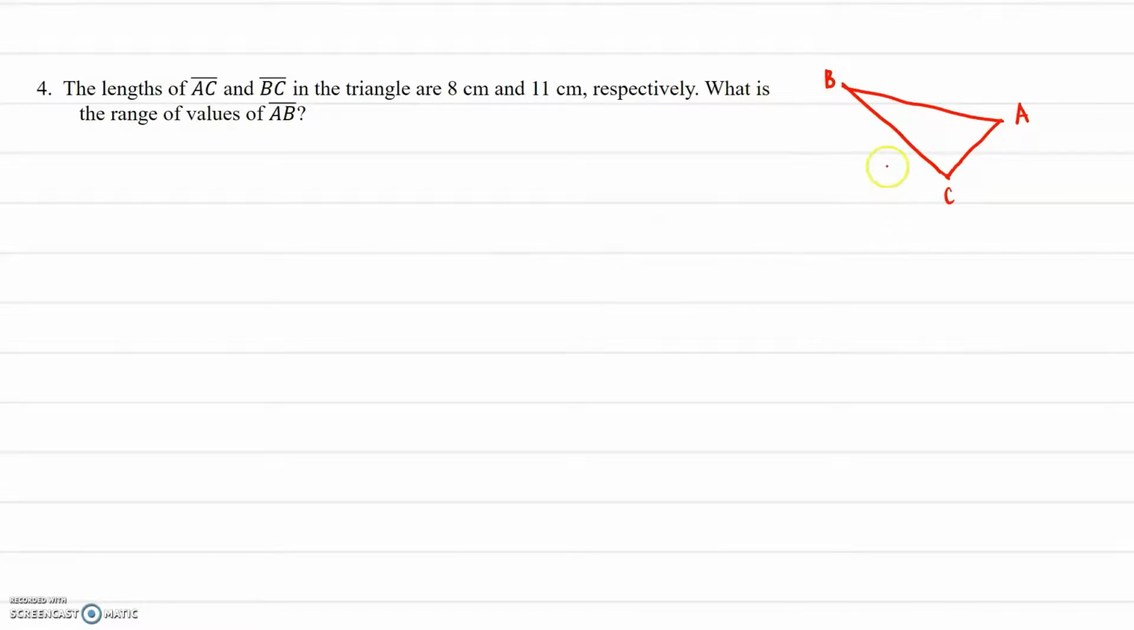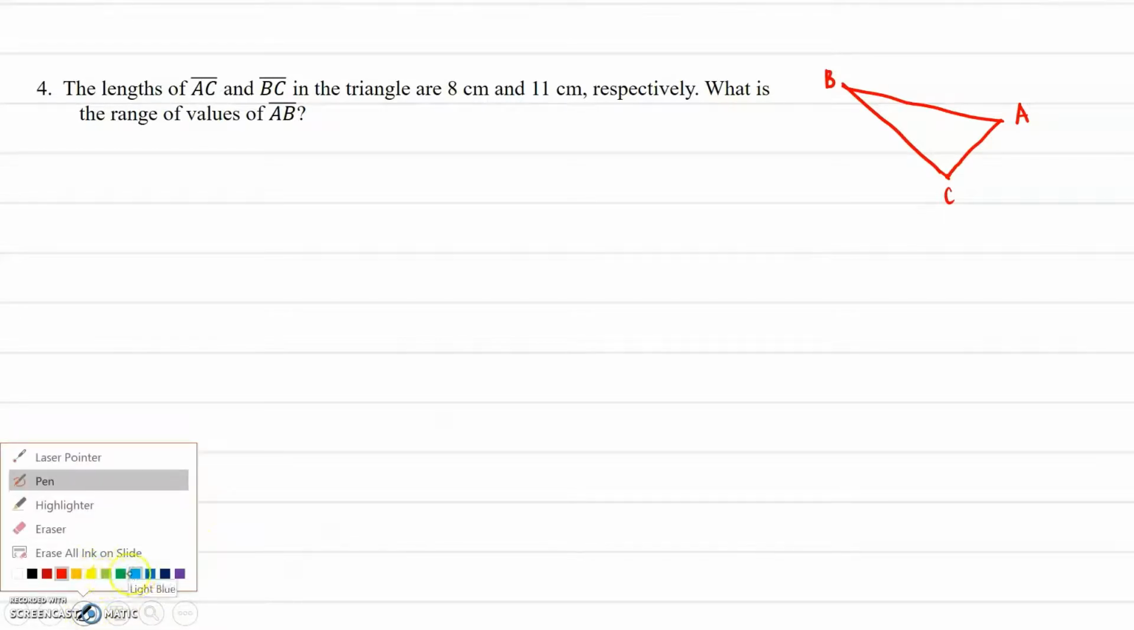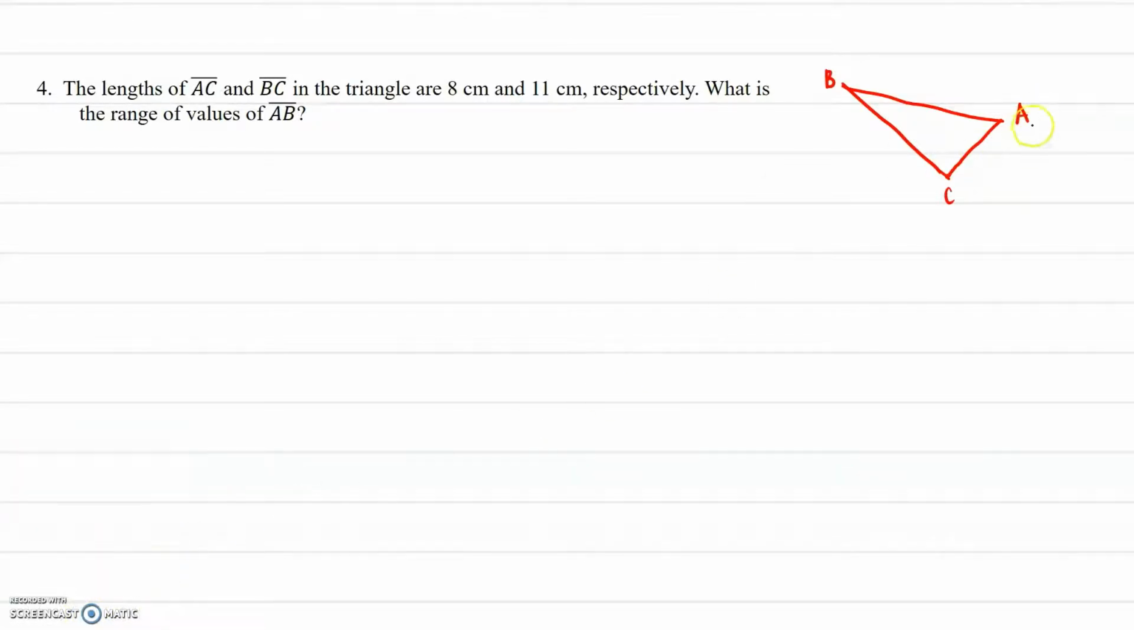Alright. So we have here triangle ABC. Side AC is equal to 8 centimeters. That's according to our given. So that's 8 centimeters. Side BC, 11 centimeters. So what we are looking for here is the range of values for segment AB or for side AB.